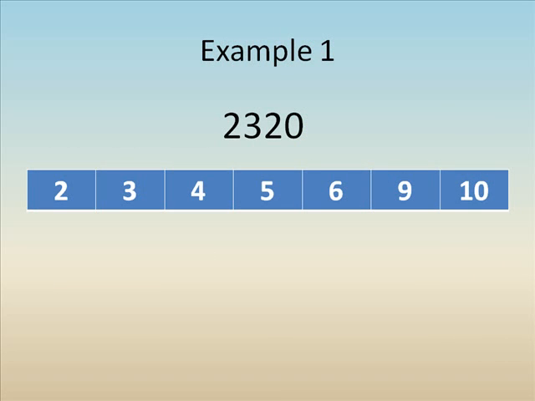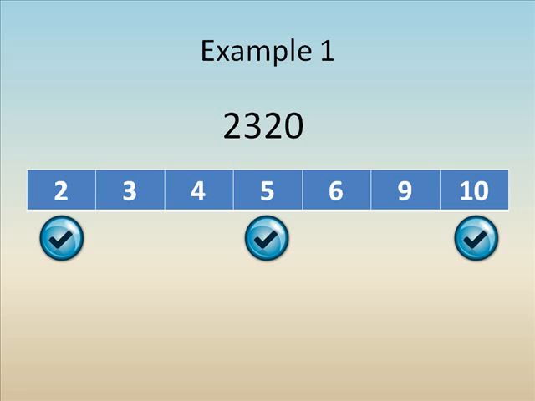Problem number 1, 2,320. That's a big number. Now, because it's an even number, that automatically means it can be divided by 2. But if you look, it ends with a 0. That means 5 and 10 work as well.